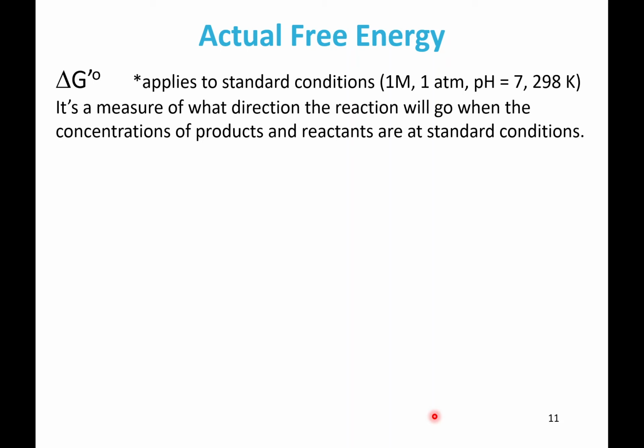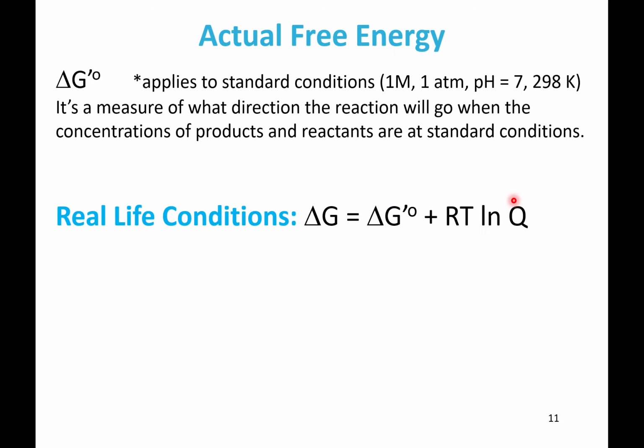So actual free energy, the delta G naught prime, applies to standard conditions. And that's what this superscript 0 implies, that it's standard conditions. Standard conditions are 1 molar of your products and reactants, 1 atmosphere, pH 7, and 298 Kelvin. So it's a measure of what direction that reaction is going to go at standard conditions.